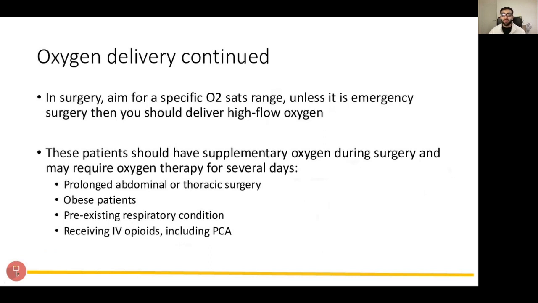So in surgery, we should aim for a specific O2 sats range unless it's an emergency surgery or an emergency situation, in which you should deliver high flow oxygen. There are specific patients who should have supplemental oxygen during surgery and may require oxygen therapy for several days, despite what their initial respiratory signs or sats might be. These are patients with prolonged abdominal or thoracic surgery, obese patients, patients with pre-existing respiratory conditions, those receiving IV opioids, including PCA, patient-controlled analgesia. Generally, you do want to go with what the clinical signs say, but these are patients who you want to be a bit more aware of: are they going to require oxygen or not?